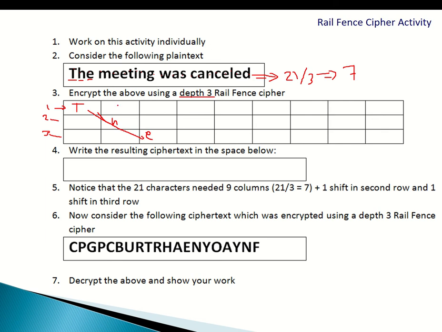And then we come back again here: M, and then E, and then we take the T here, I, N, and then come back here again: G, W, A, S, C, A, N, C, E, L, E, D. If you count the letters, 1, 2, 3, 4, 5, 6, 7, the maximum letters in each row will be 7. So the word will be T, M, T, G, S, N, S, N, L, H, E, I, W, C, C, E, E.